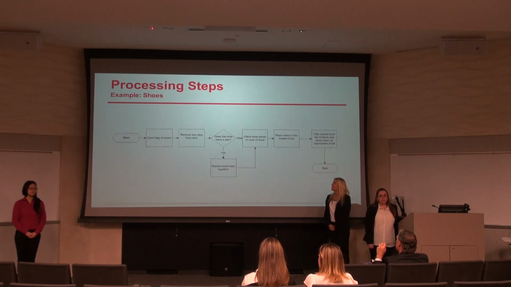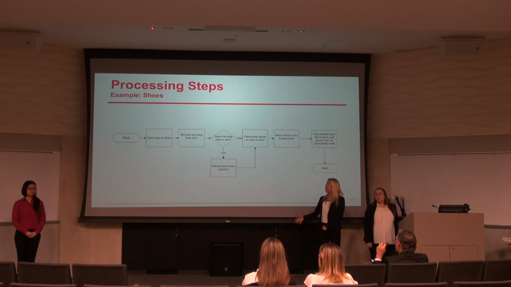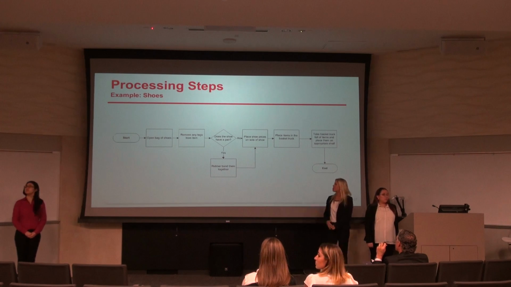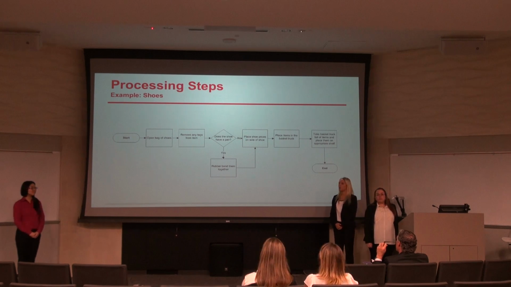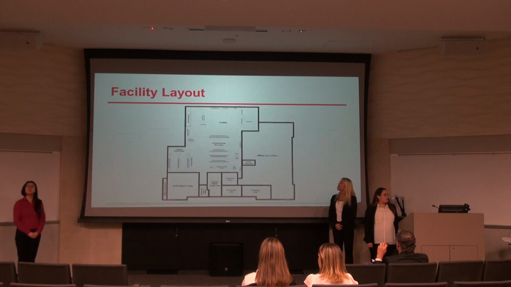And in this diagram, as you can see, start by opening the box, removing any tags from the shoes, deciding if the shoe has a pair or not, placing them into a basket truck, and then taking them to the facility layout, which is going to be shown now.